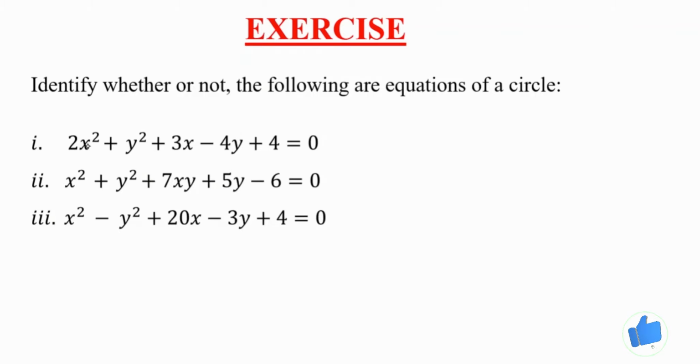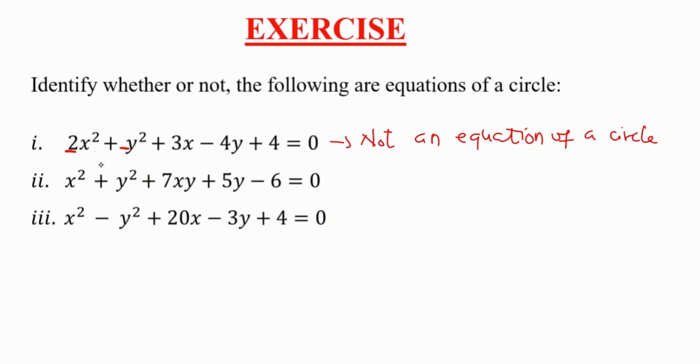Now the first one, we have 2x squared plus y squared plus 3x minus 4y plus 4 is equal to 0. The coefficient of x squared here is 2 and the coefficient of y squared here is 1, and they are not the same. So because of that, this is not an equation of a circle. Because the coefficients are not the same, it does not qualify for it to be called an equation of a circle.